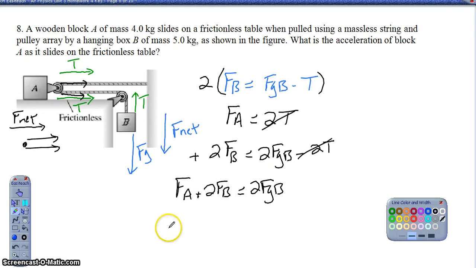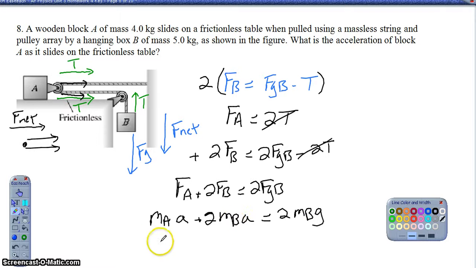At this point, all I have to do is plug in the values that I know. Mass A I know, times the acceleration of the system, which is what I'm looking for, plus 2 times mass B, which I know, times the acceleration of the system, equals 2 times mass B times gravity, which obviously I know. So at this stage, it's a matter of plugging everything in. Mass A is 4, so I have 4a plus 2 times my mass B, which is 5, so 4a plus 10a equals 2 times 5 times 9.8.